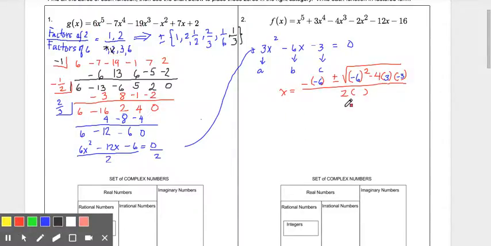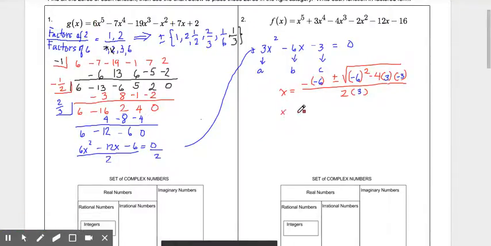A is 3. So now we simplify. We get negative of negative 6 is positive 6, plus or minus square root of negative 6 squared is 36, minus 4 times 3 is 12. 12 times negative 3 is negative 36, all over 6.